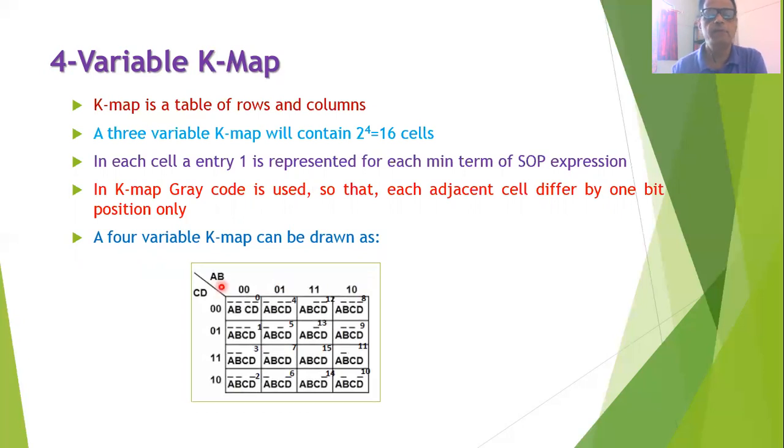A is the most significant bit, then B, then C, and D is the least significant bit. So the gray code is 00, 01, 11, 10. Here also 00, 01, 11 and 10. So I can give a number to each cell: 0, 1, then 2 down, and then 3, 4, 5, 6 down, and then 7, 8, 9, 10 down, and then 11, and then in the middle, 12, 13, 14 down, and then the 15. So for example, this cell will represent the minterm ABCD, and this cell number 5 will represent the minterm A bar, B, C bar, D.